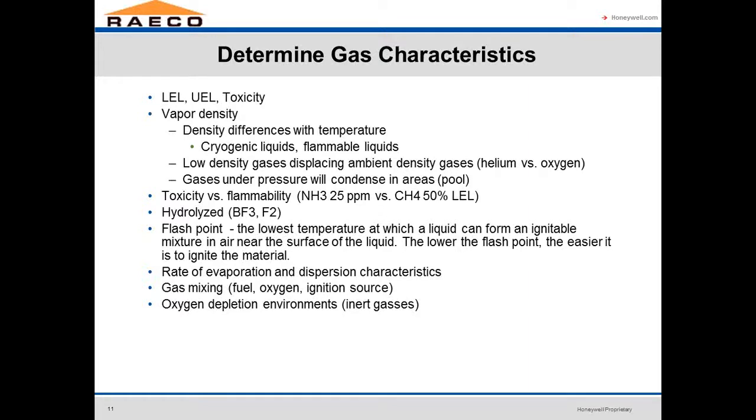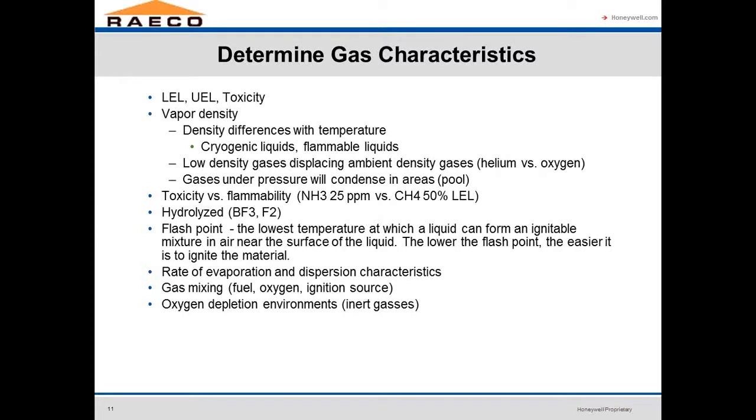Some of the oddball gases hydrolyze, or actually change, once they hit ambient air conditions. These are gases like fluorine and boron trifluoride. Once they are released into the atmosphere, they hydrolyze or change into HF, hydrogen fluoride, and then you need to make sure that you're using hydrogen fluoride detectors to monitor for these types of gases.